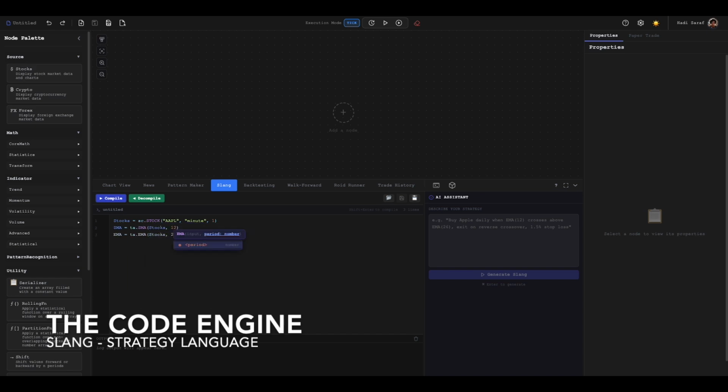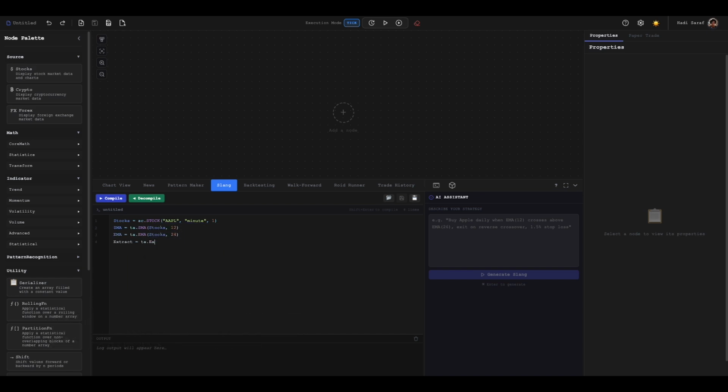For those who prefer to think in pure code rather than dragging components, Traderoid offers 2 dedicated, built-in languages, each engineered for a different level of control, with an absolute one-to-one mapping back to the visual engine. The first is Slang, short for strategy language. Slang is Traderoid's domain-specific scripting language.